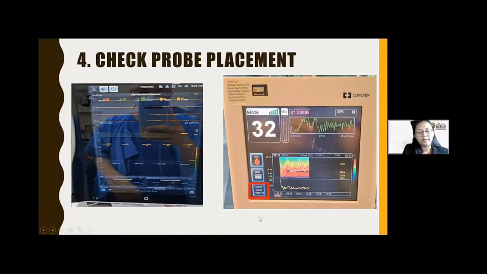For the BIS, to check sensor placement, you will go to the bottom left of the screen, and there's an icon which says sensor check, as highlighted by this red box. After you click on that, there will be a screen that appears with the various sensor spots. Tick means you're good to go. X means you need to try and apply more pressure on those spots because those spots are not reading well.